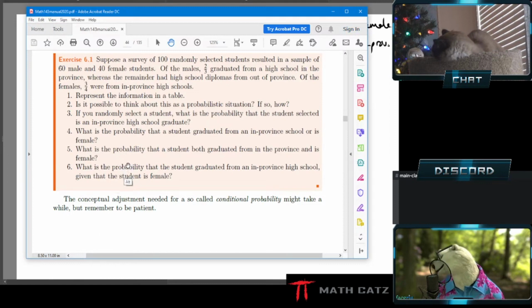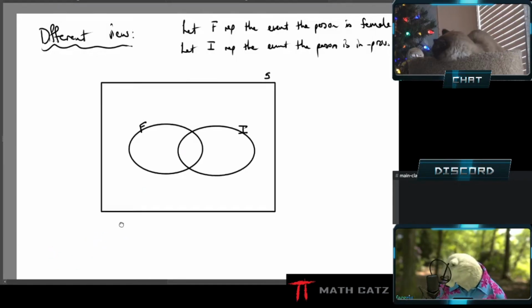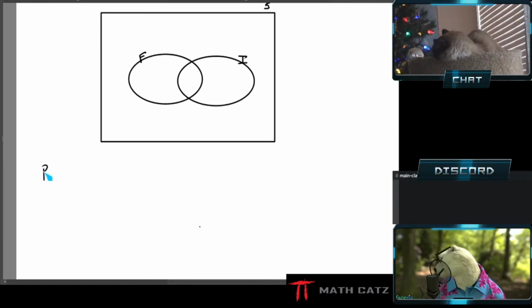It says, what's the probability that the student graduated from an in-province high school given the student is female? So let's move up a little bit. I'm looking for the probability of being in province given female.